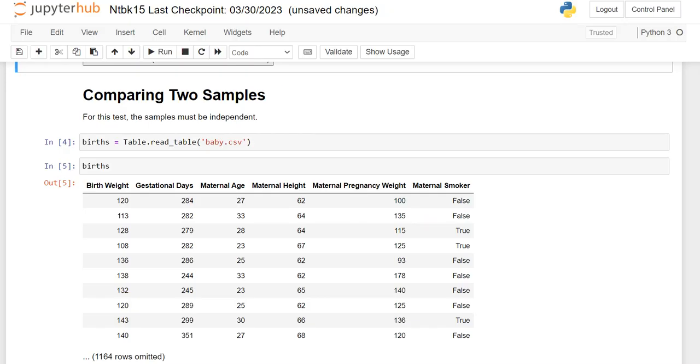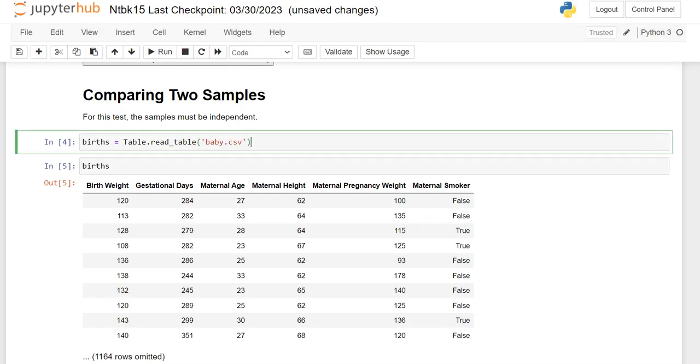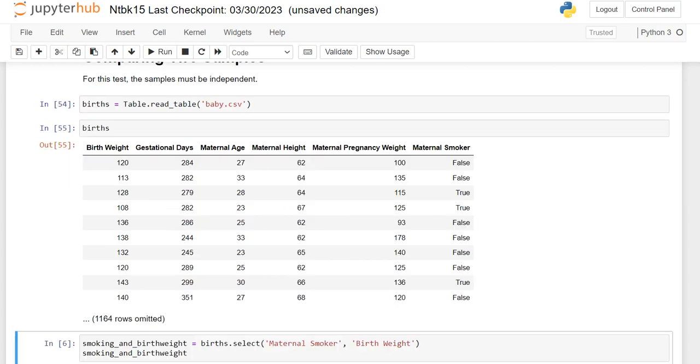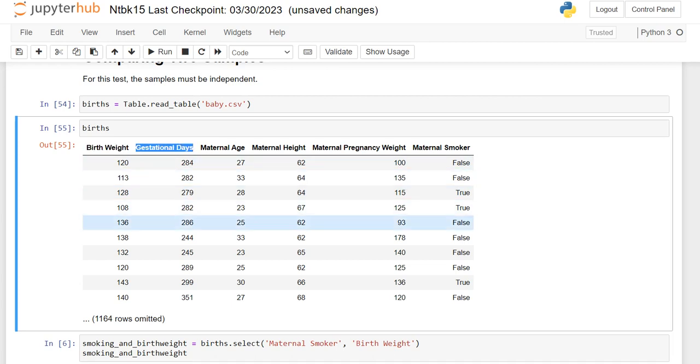I just opened the notebook and ran the initial cell. And so again, we're looking at the baby.csv file, which is about births. The key thing that we're looking at here is we have a sample of some moms who were smokers and some moms who were not. Based on that, we can do different analyses of how much the babies weighed at birth, the number of gestational days of the pregnancy, and so forth.